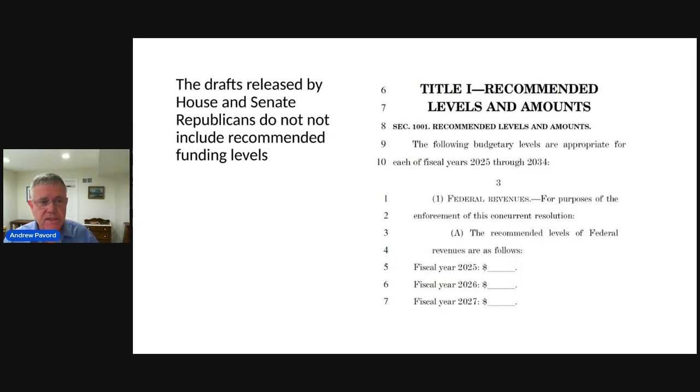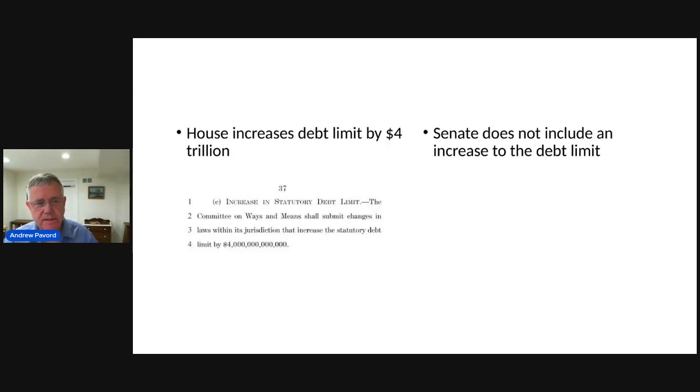Now, the drafts, as I said, released by the House and Senate, don't include recommended funding levels, deficit levels, revenue targets, or anything like that. It just has them as blank. So let's go on to what it does have.